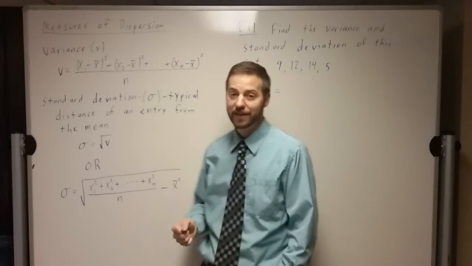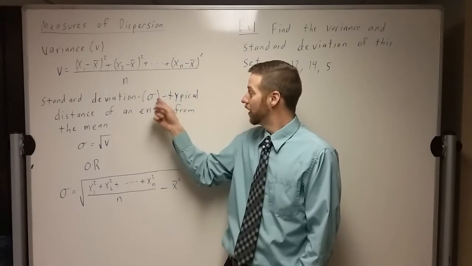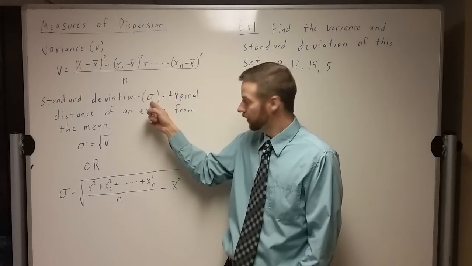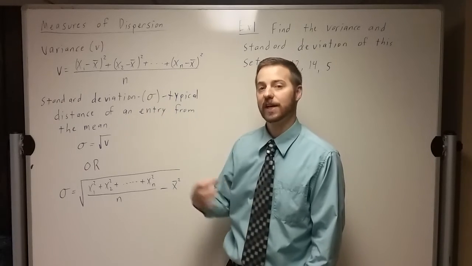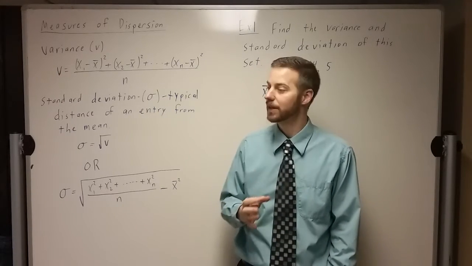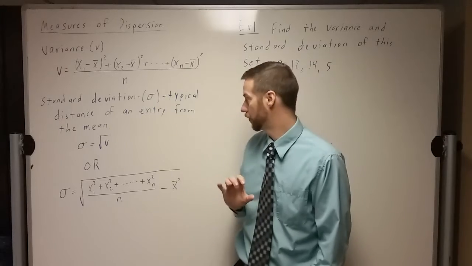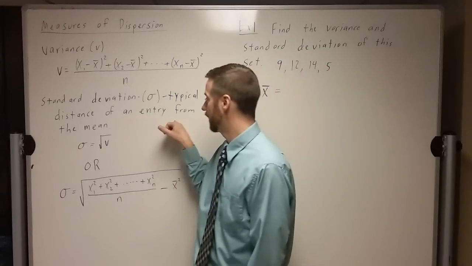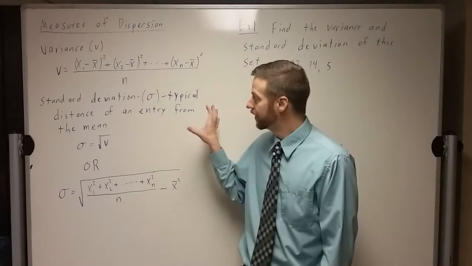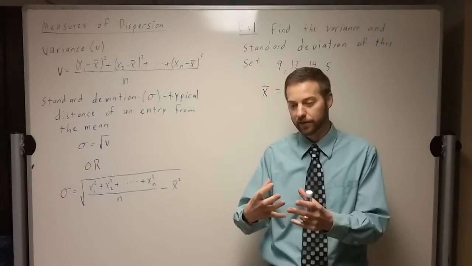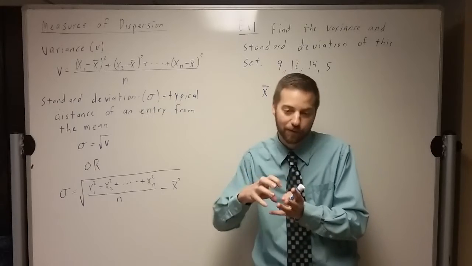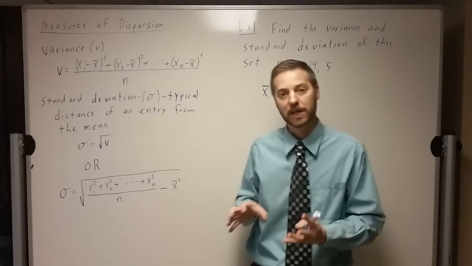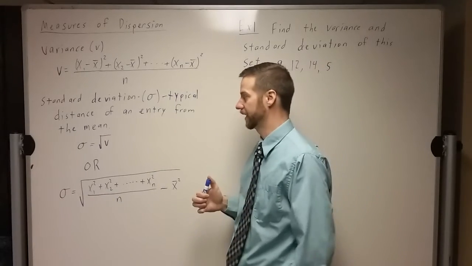And then standard deviation is signified by this little cursive O looking thing. It's actually a lowercase Greek sigma. It kind of looks like a cursive O. And this is the typical distance of an entry from the mean. This is the more important one. So this tells us, on average, how far an entry is from the mean. It's basically what standard deviation is telling us.